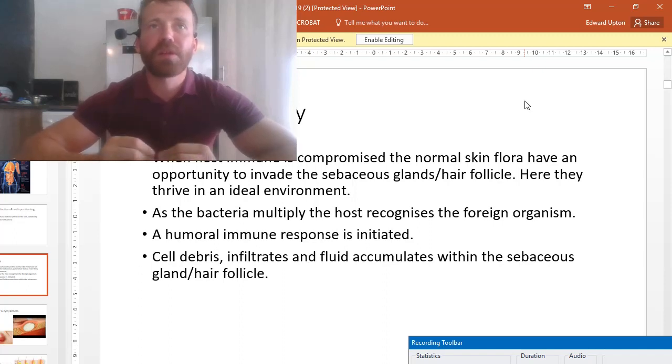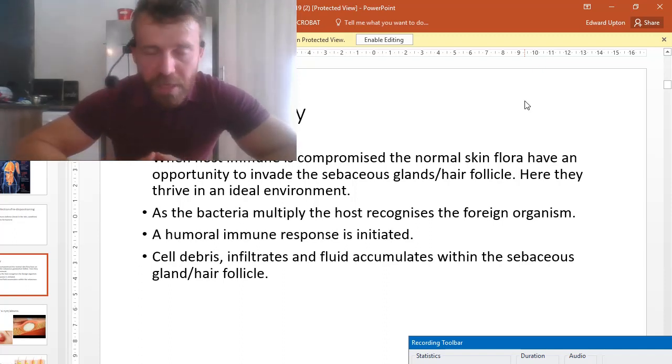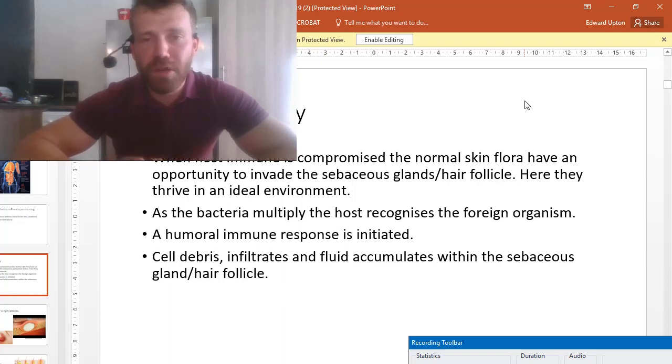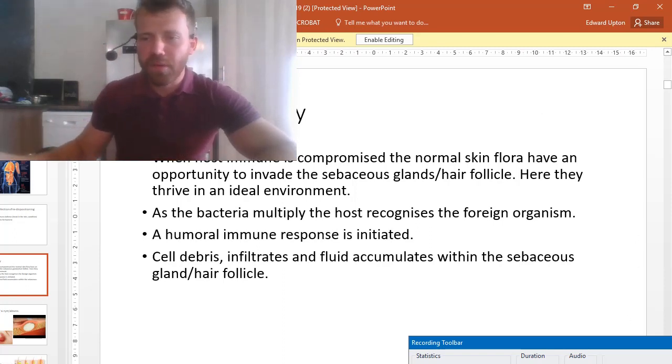A humoral immune response means a very general immune response. You'd release a bunch of histamine, a bunch of different chemokines, and an inflammatory response would start happening. As this inflammatory response is happening, there will be cell debris there, cells die in that area, different infiltrates, and a bunch of fluid collects there. What fluid is this exactly? Exudates, transudates, can't really remember, hold on.